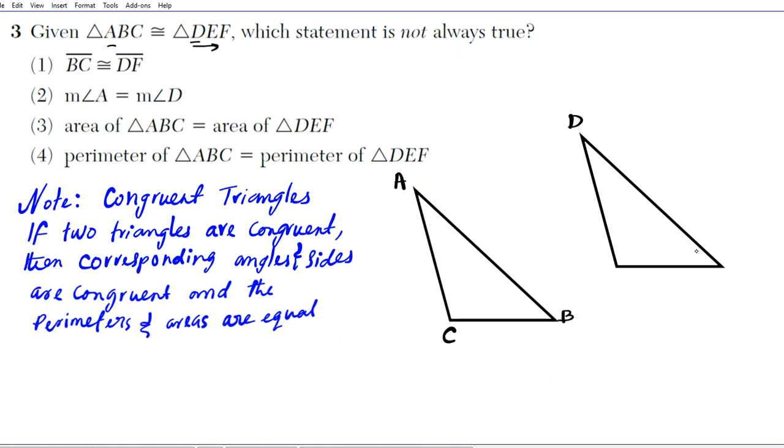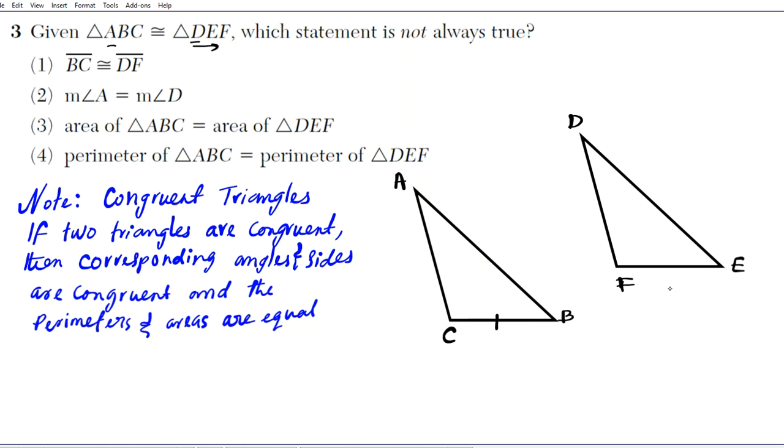B and E are corresponding angles, so this is E, and this is F. Okay. Now, the question is, which is not always true? Segment BC and DF. Let's identify those segments. So BC and DF. Well, let's first of all indicate the corresponding ratio of sides.